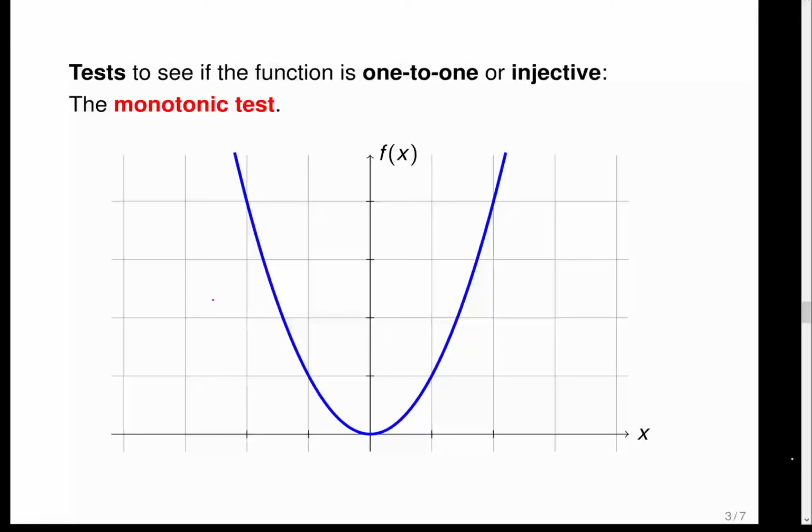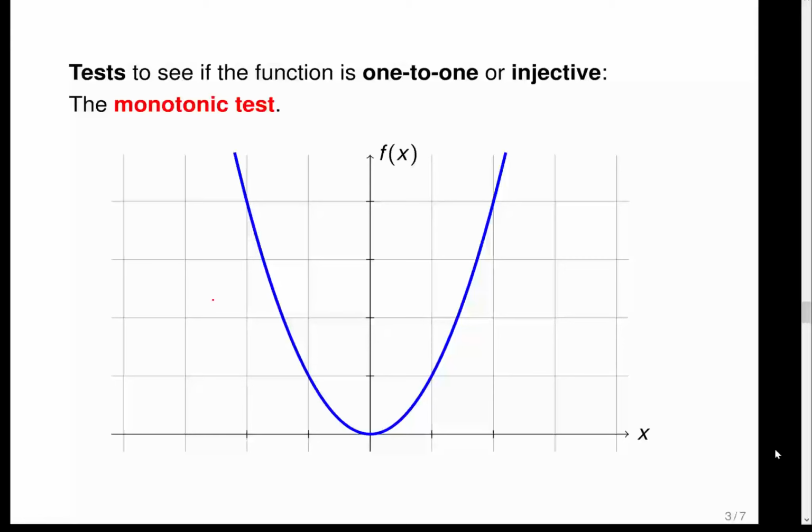Roughly speaking, a function is called monotonic if, as we're traversing from left to right, the graph is either always going up or always going down. In other words, either always increasing or always decreasing. And the monotonic test says that if the function is either always going up or always going down, then it passes the test and we can conclude that it's one-to-one.